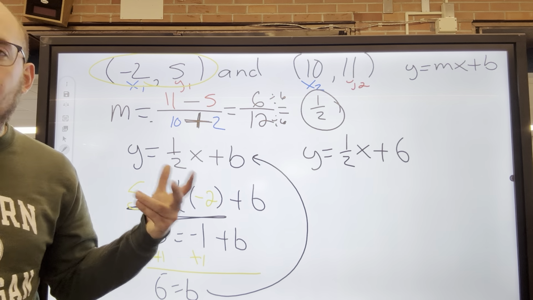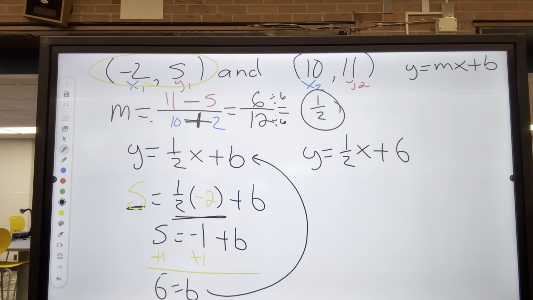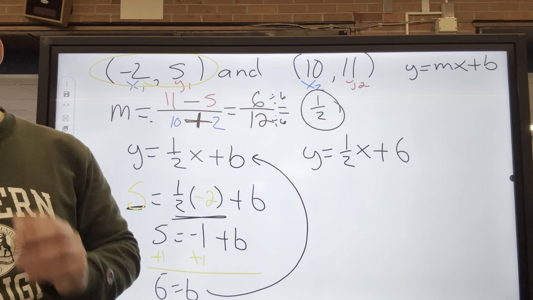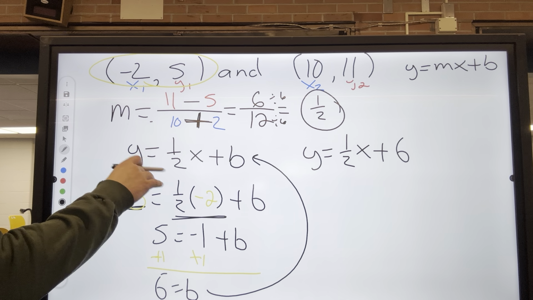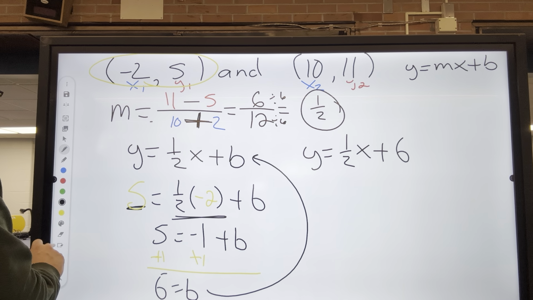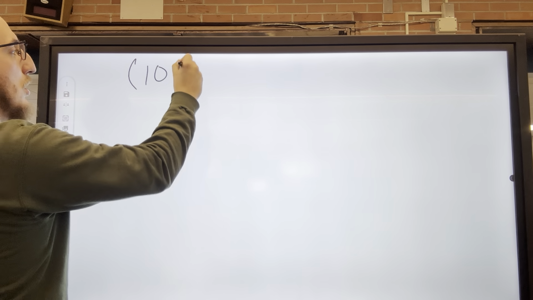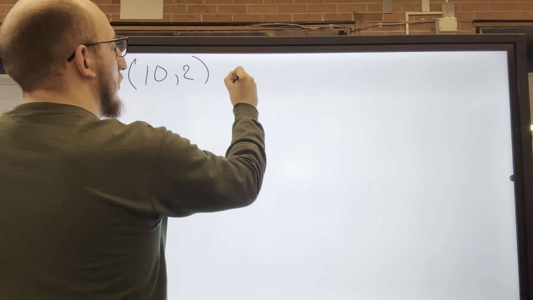And it's going to work out for another example just like this. So let's find another one. I like that one. Cool, cool, cool. Let me erase this and let's get back into it. Okay? Erase. My 2 points are going to be 10, 2 and 5, -1.